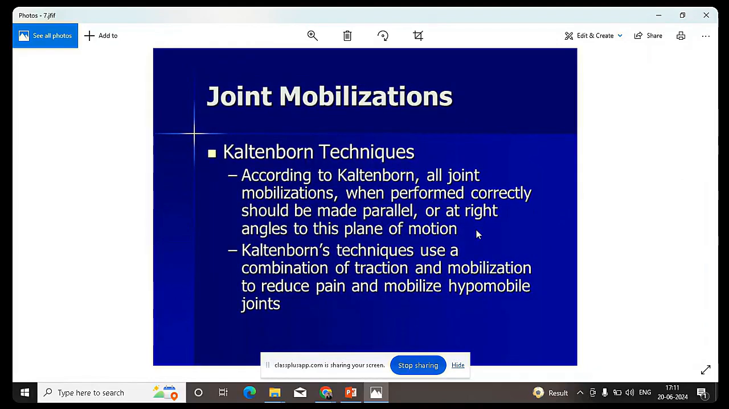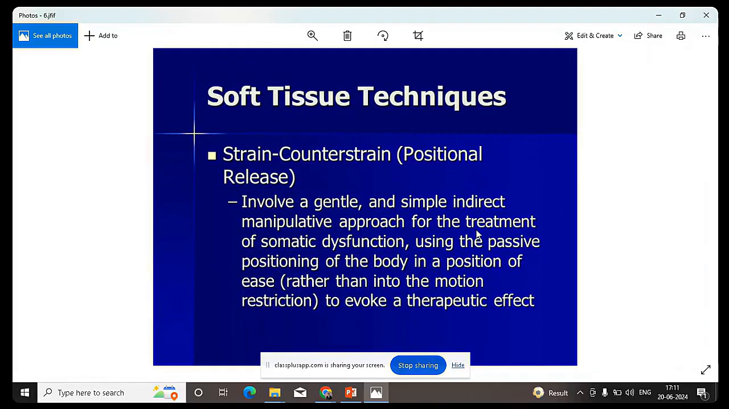Joint mobilization. The joint mobilizations are of different types. Please remind me later when I will explain the positional release or the strain counter strain technique. First of all, we'll finish this.